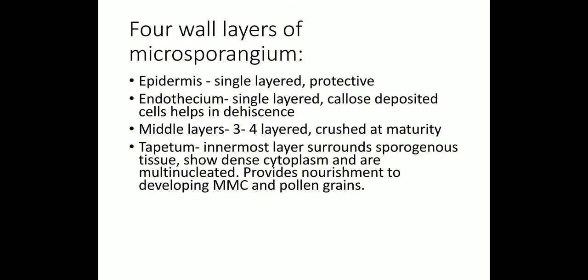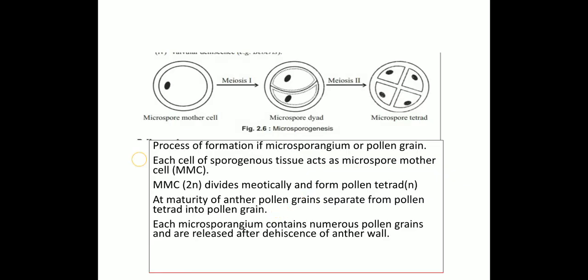So these are the four wall layers: epidermis, endothecium, middle layer and tapetum. Then now we are going to start with the process of microsporogenesis. What is microsporogenesis? The process of formation of the microspore or the pollen grain is called microsporogenesis.